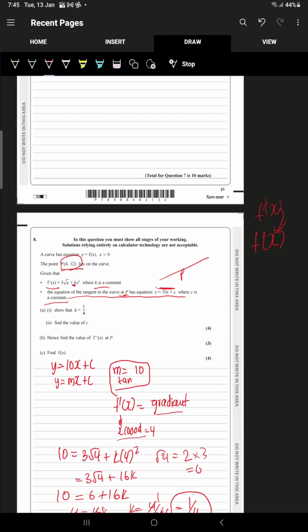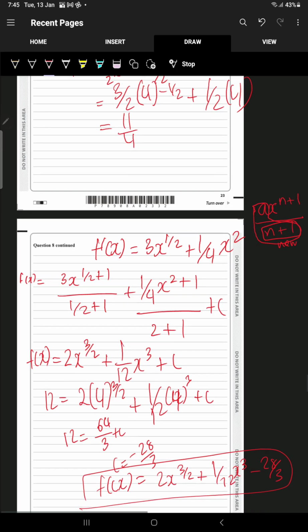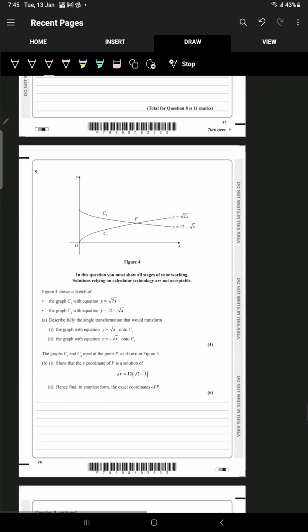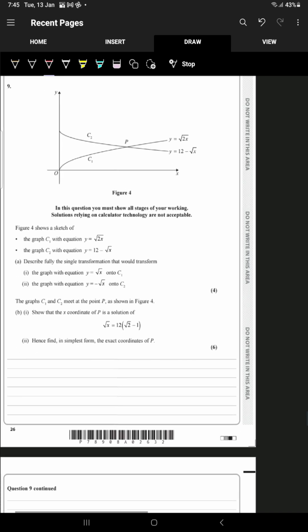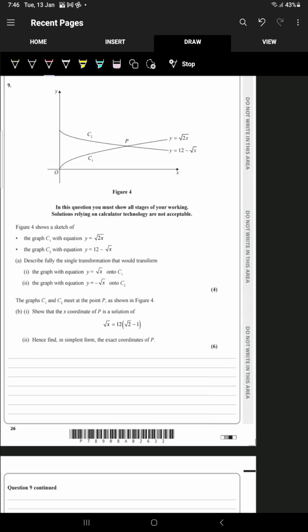Okay, ninth question. Oh, this one is a bit tricky. Figure 4 shows C1 with the equation root 2x, and a graph C2 with the equation 12 minus root x. Fully describe the transformation that maps root x onto C1.